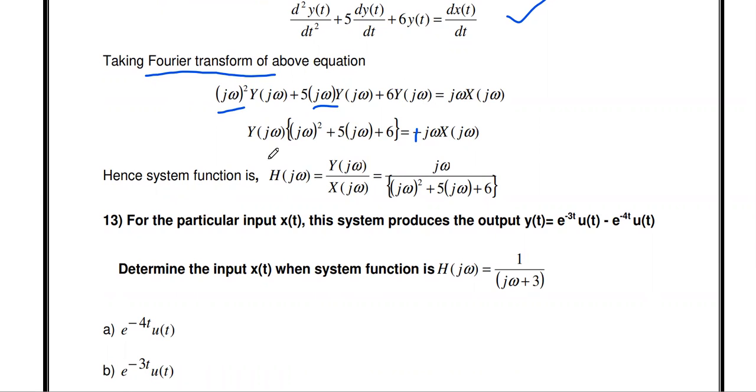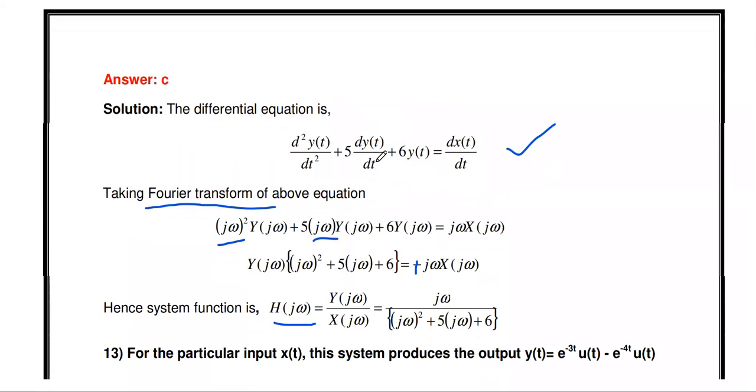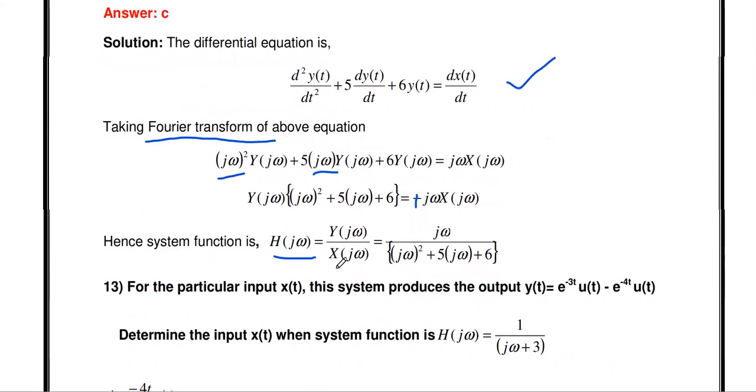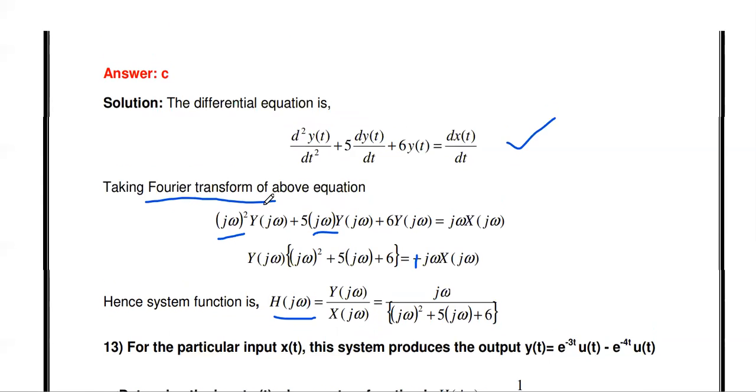Now you know what is meant by the system function or the frequency response? The frequency response is nothing but the ratio of Y of j omega by X of j omega. So Y of j omega you keep here, and X of j omega you give to the other side. We will get the answer j omega by j omega squared plus 5 j omega plus 6. This is the frequency response. If the differential equation is given, you just take the Fourier transform, then rearrange Y divided by X, and that is the answer for the frequency response.